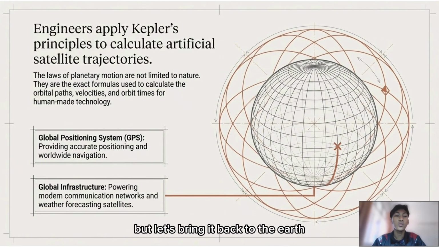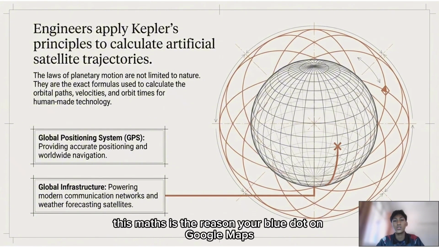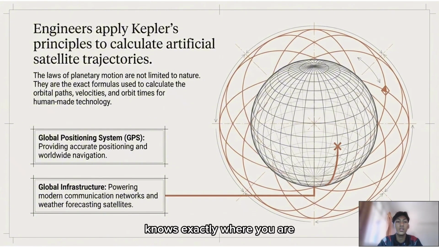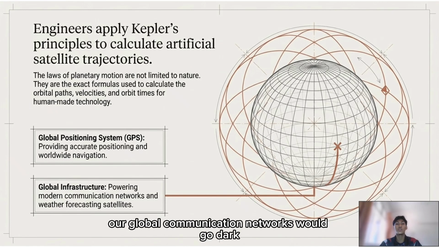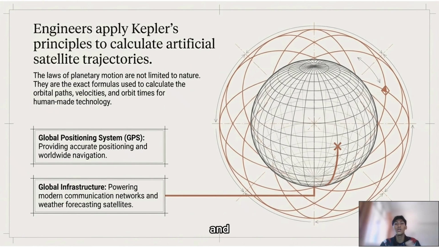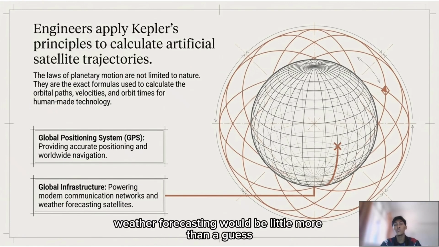But let's bring it back to the Earth. This map is the reason your blue dot on Google Maps knows exactly where you are. Engineers use these exact formulas to calculate the velocity and parking spot of GPS satellites. Without Kepler's geometry, our global communication networks would go dark, and weather forecasting would be little more than a guess.